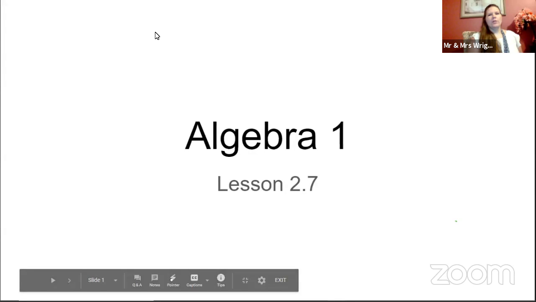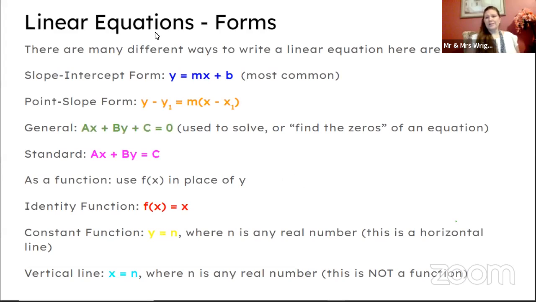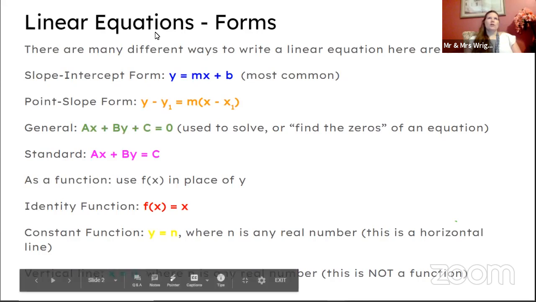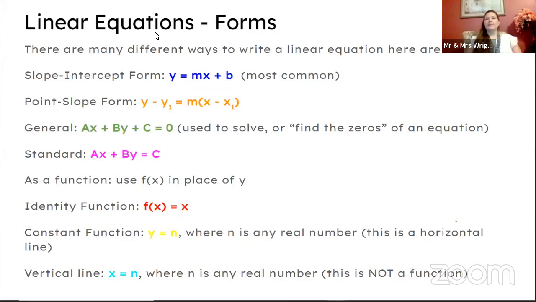So today I want to talk about different ways you can write linear functions as equations. Some of these ways that you can write these equations have special names. The first one, which is the most common way to write a linear equation or a linear function, is y equals mx plus b.